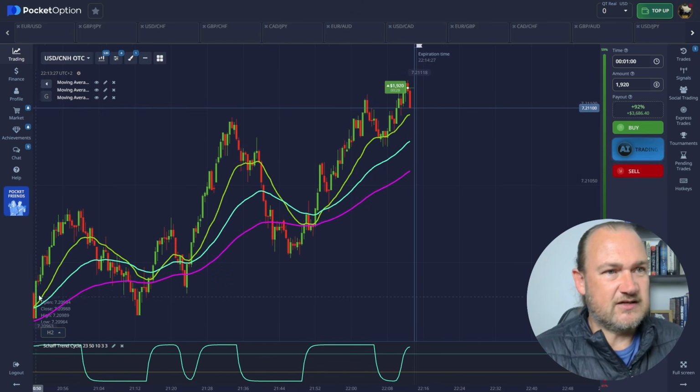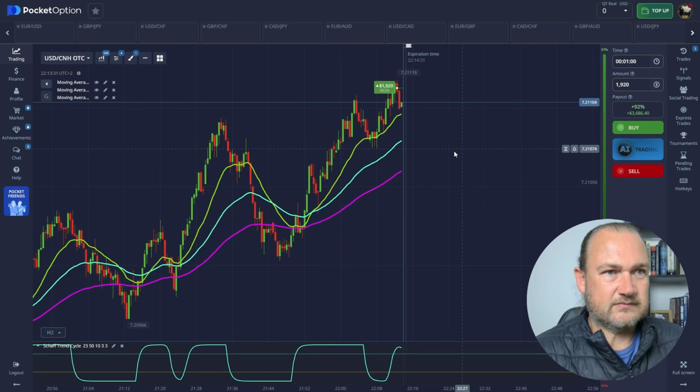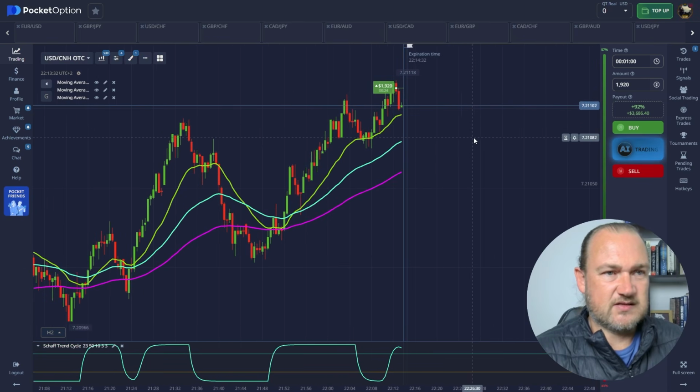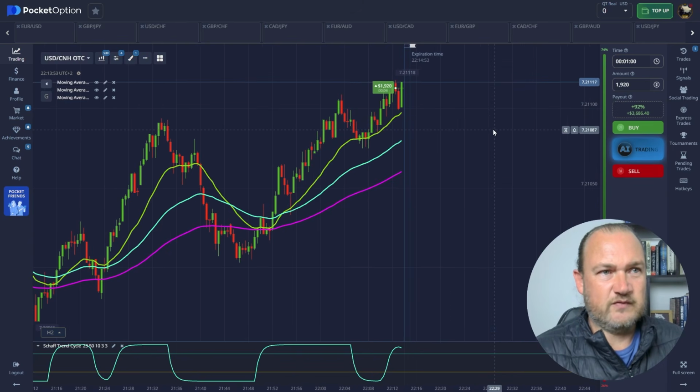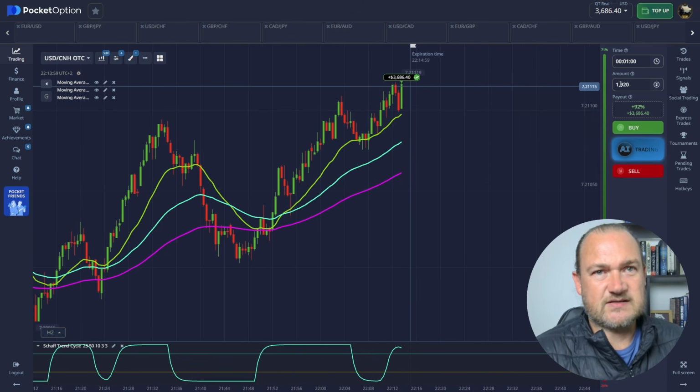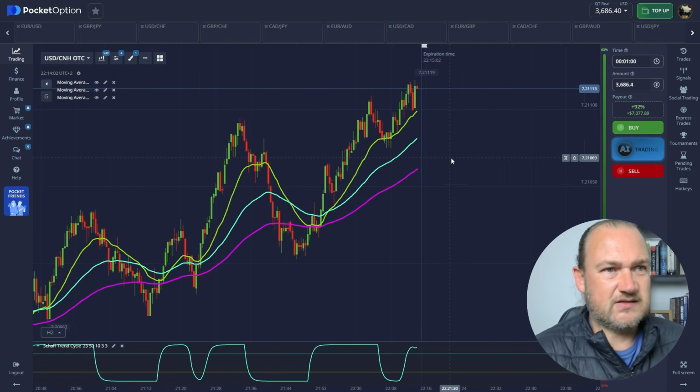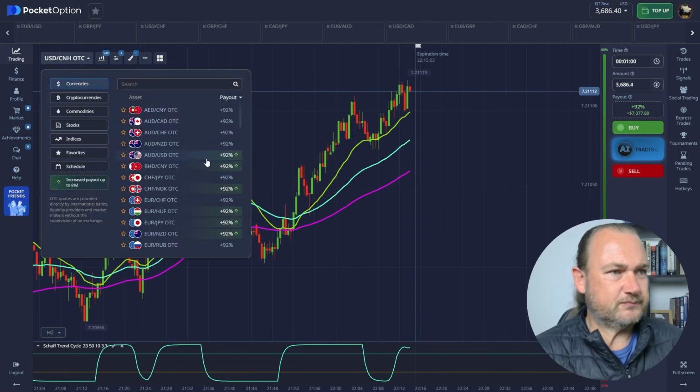We can clearly see that the overall direction is upwards. 20 seconds left on this. Let's see what happens. Beautiful push upwards. That's fantastic. Okay, let's see if we can pick up one more.